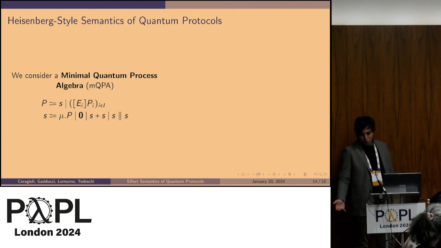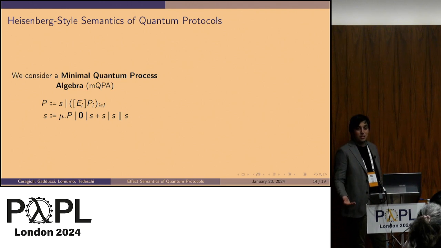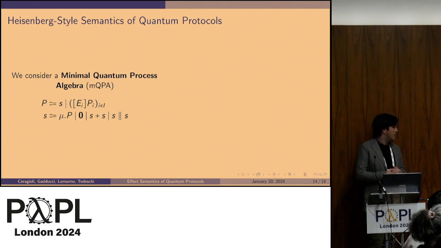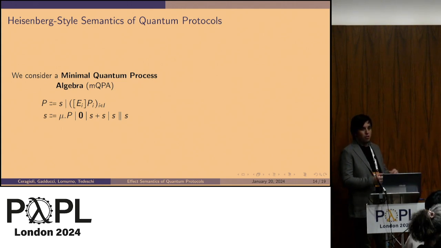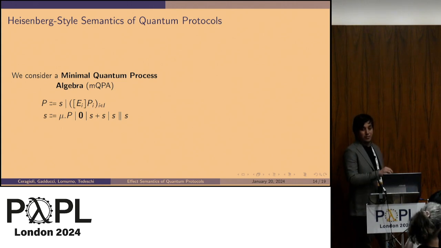Then we can finally use our effect transition system to give the semantics of quantum protocols. We start from a very minimal example because we are interested in understanding how the most basic features of quantum entanglement and measurements play along together with non-determinism. So we just have communication, we have non-deterministic behavior, parallel composition, and measurements. We only talk about destructive measurements.